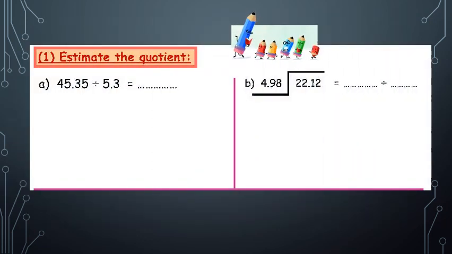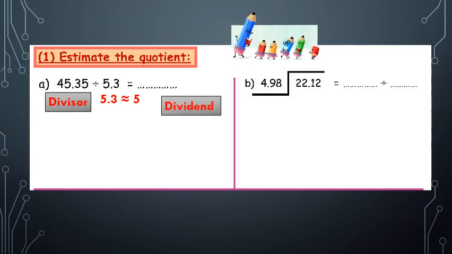Let's have an exercise. Estimate the quotient. 45 and 35 hundredths divided by 5 and 3 tenths. First, estimate the divisor. 5 and 3 tenths rounded to the nearest whole. The 3 is a small number, so 5 and 3 tenths rounds down into 5. Then grab the dividend and look for the number up and down according to the multiples or table of 5.